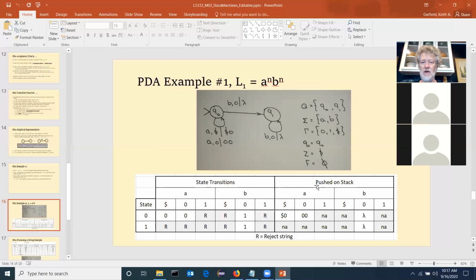And then over here, I talk about what's pushed on the stack. Okay, if I saw a dollar sign, I need to push $0. And if I saw a 0, I need to push 0, 0. It should match the picture exactly.